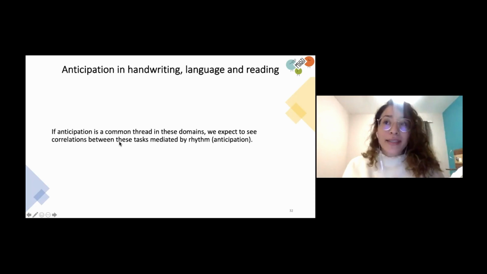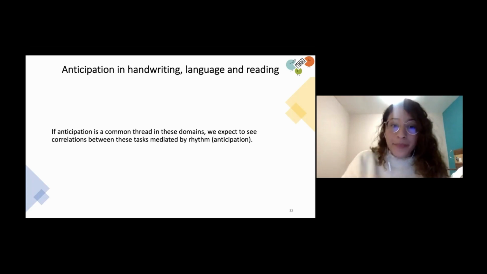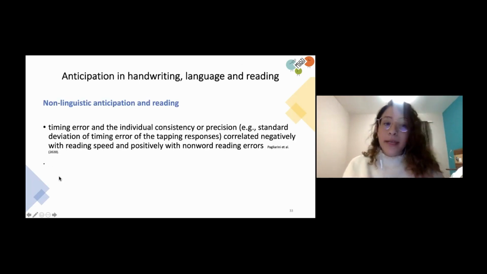So if our theory is correct, if anticipation is evident in these three domains, then we expect to see correlations between these domains that are mediated by anticipation, or particularly rhythm. For example, the performance of children in the non-linguistic anticipation tasks, such as the warning imperative, seem to be correlated with the individual's ability to read.